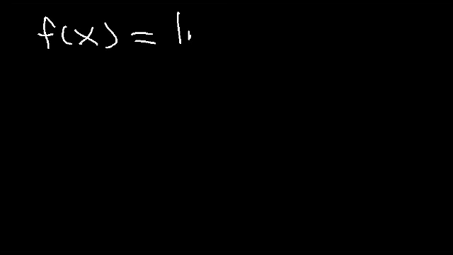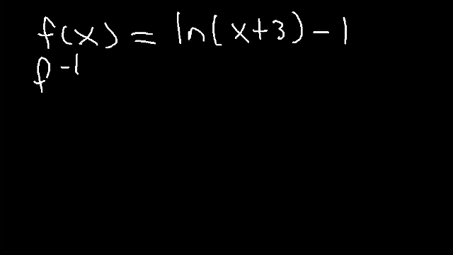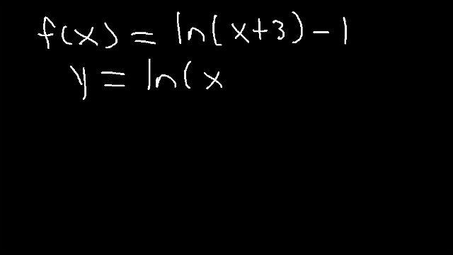Consider the function ln(x + 3) - 1. Given this function, how can you find the inverse function? What do you need to do? What steps do you have to take? So the first thing you want to do is replace f of x with y. f of x and y are the same thing. Your next step to find the inverse function, you want to switch x and y.